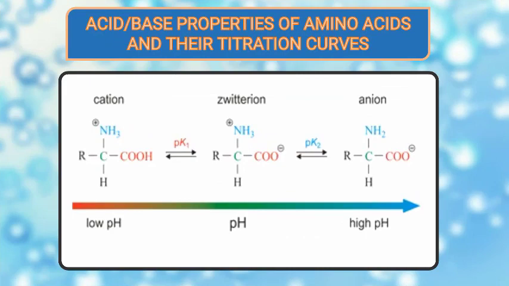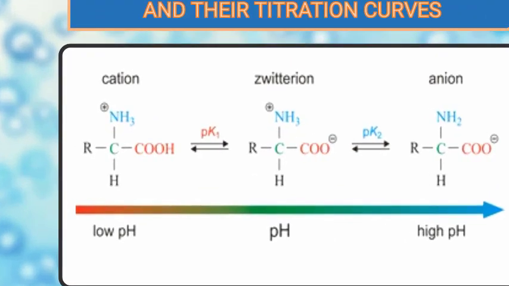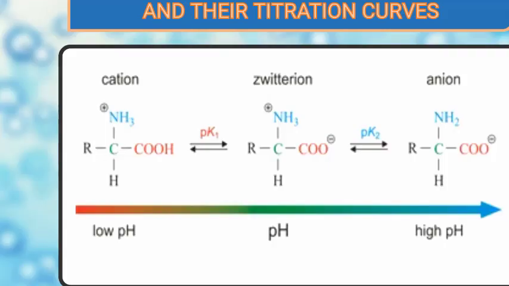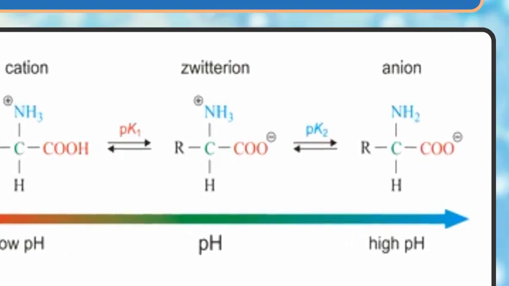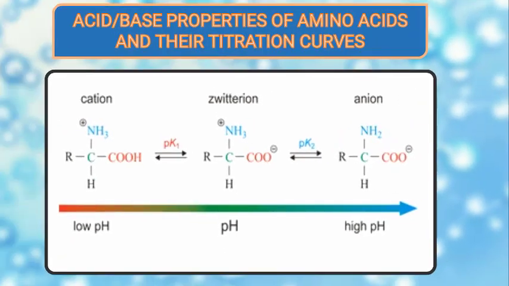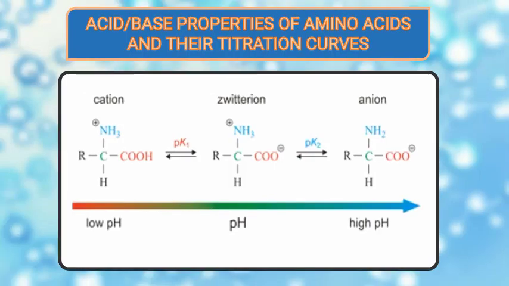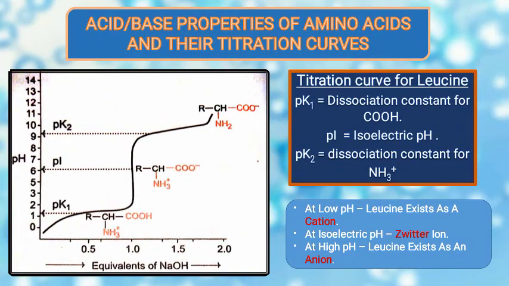This I have already explained to you, that at low pH the amino acid will appear as a cation, and at high pH it will appear as an anion, but at the isoelectric pH it will appear as a Zwitter or dipolar ion having both negative and positive groups and is electrically neutral. Now for further understanding, we will look at the titration curve of an amino acid, being leucine here.